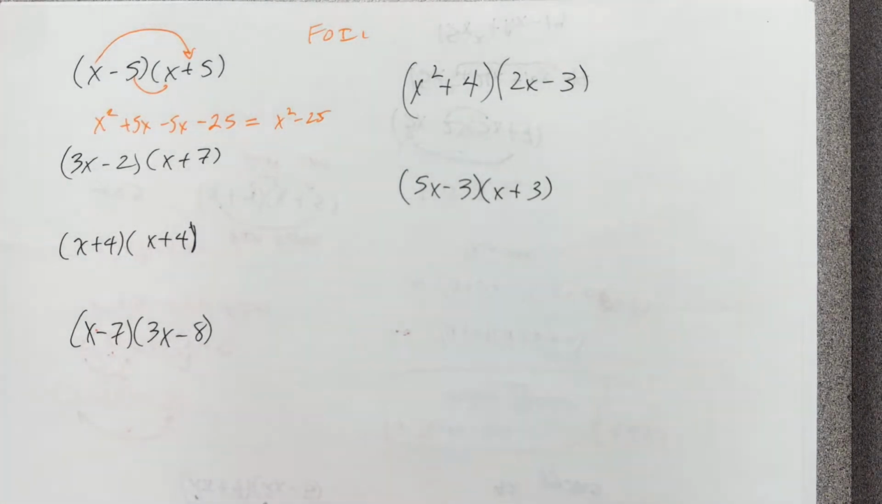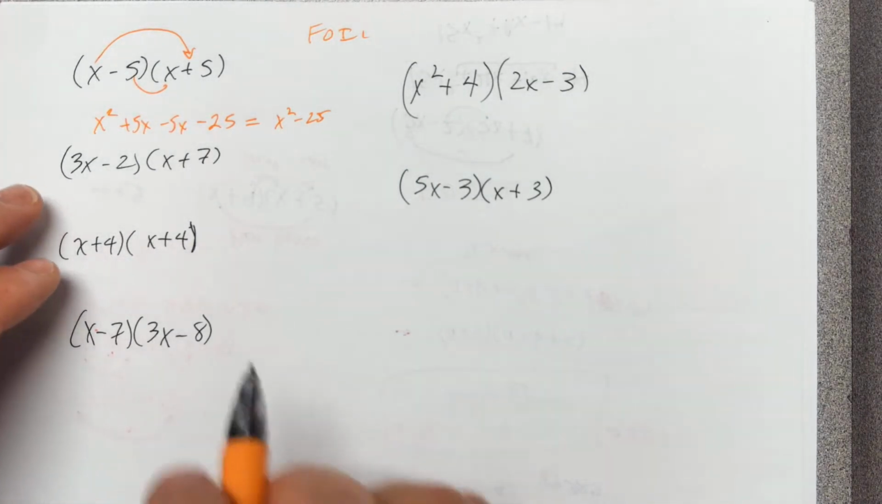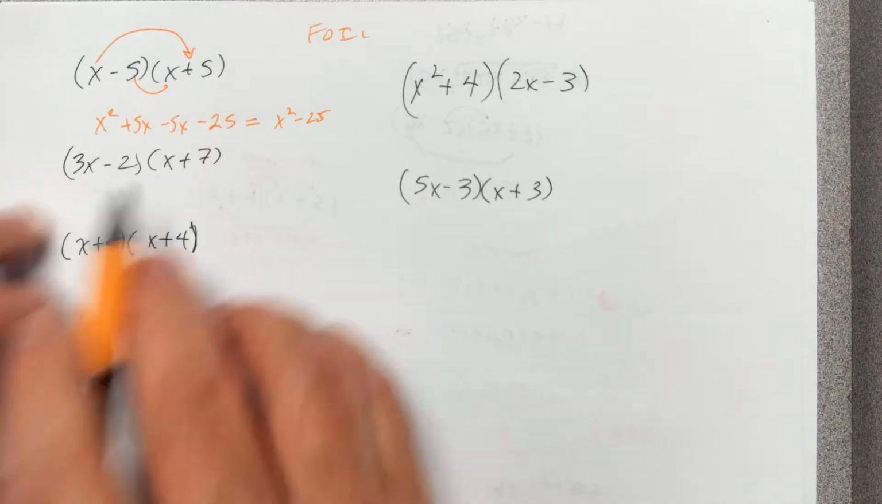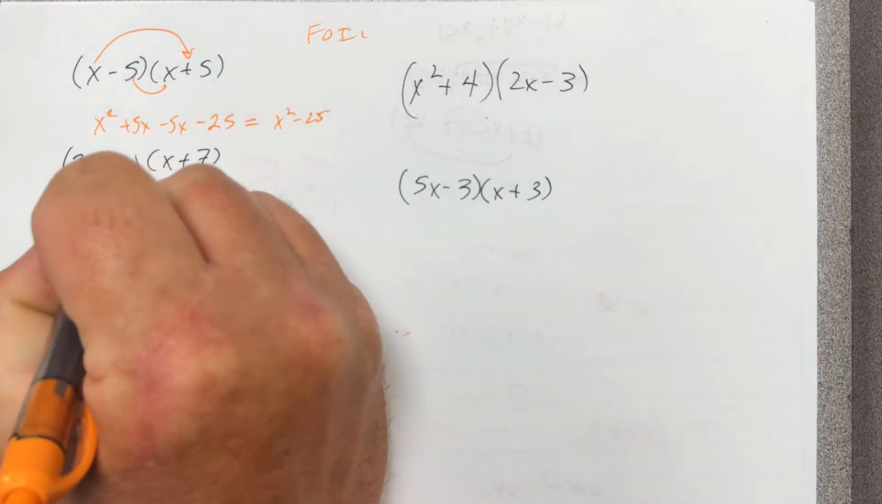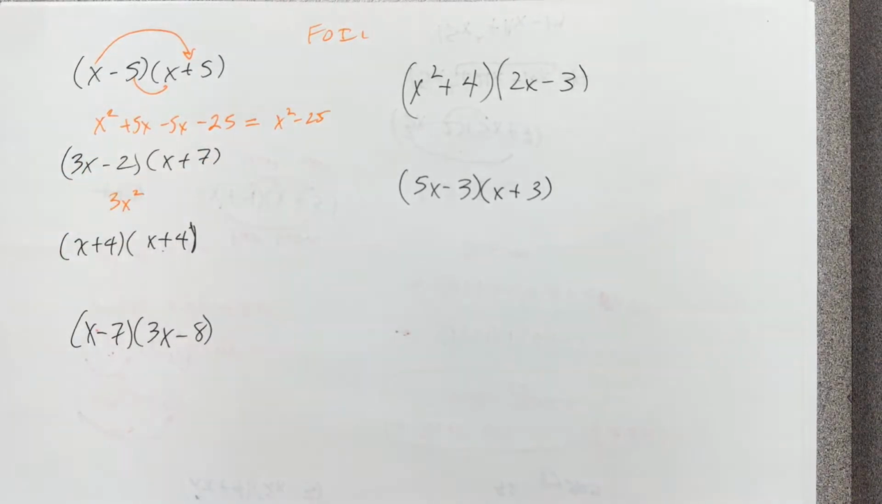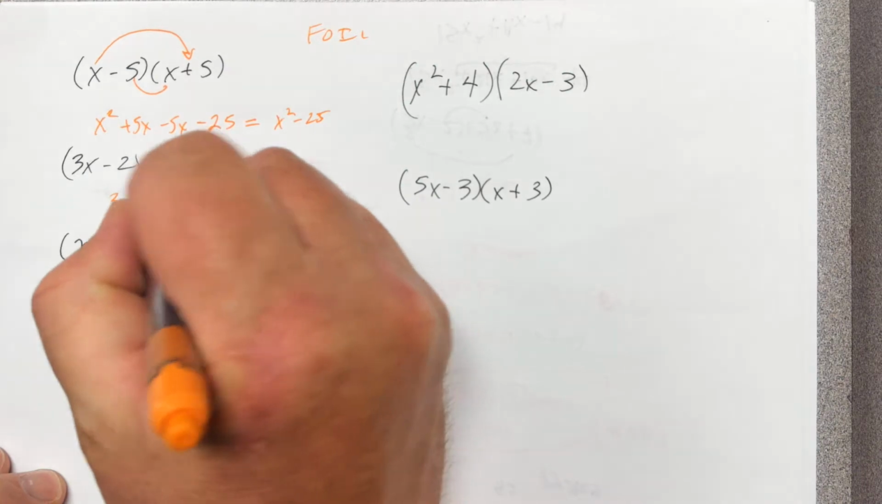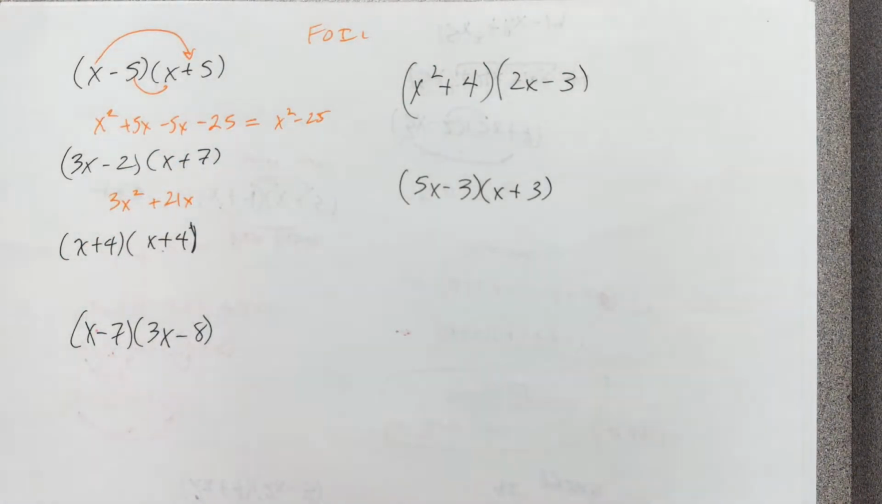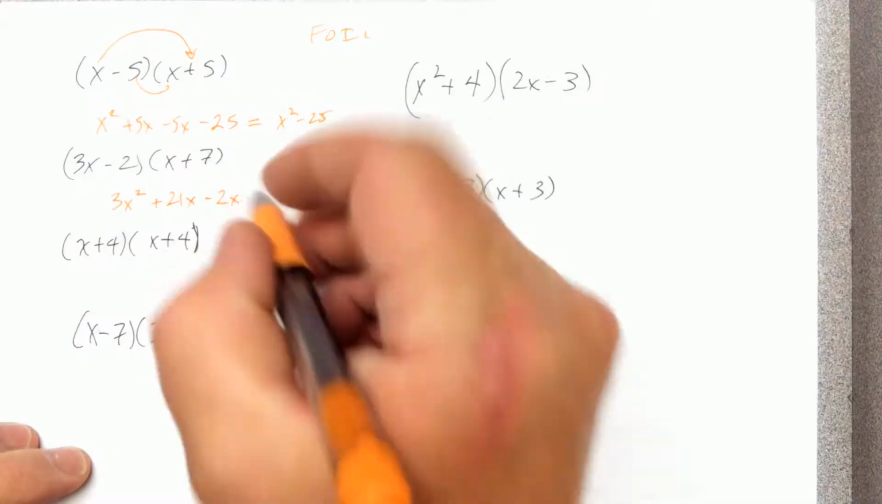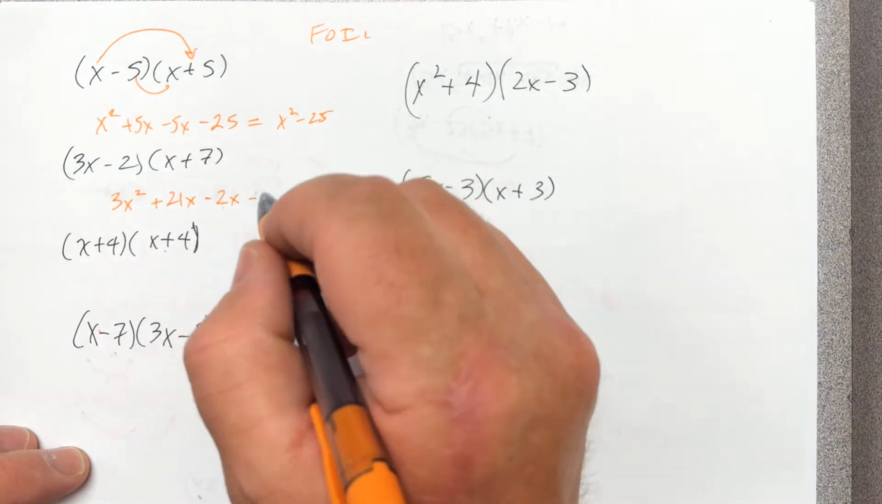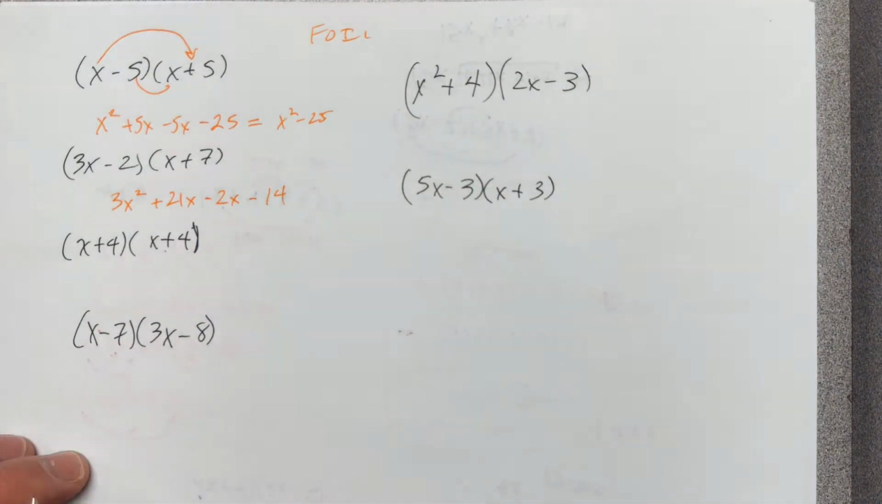Easy done. Now the next one, ready? You guys tell me what's the first one going to be? 3x squared? Yeah, right? 3x squared? Celine, we good with that? Yeah. Okay. Now the outside. 21x? Yeah. Positive. Okay. Inside? Negative 2x. And then last one. Oh, yeah. Negative 14. That's it.